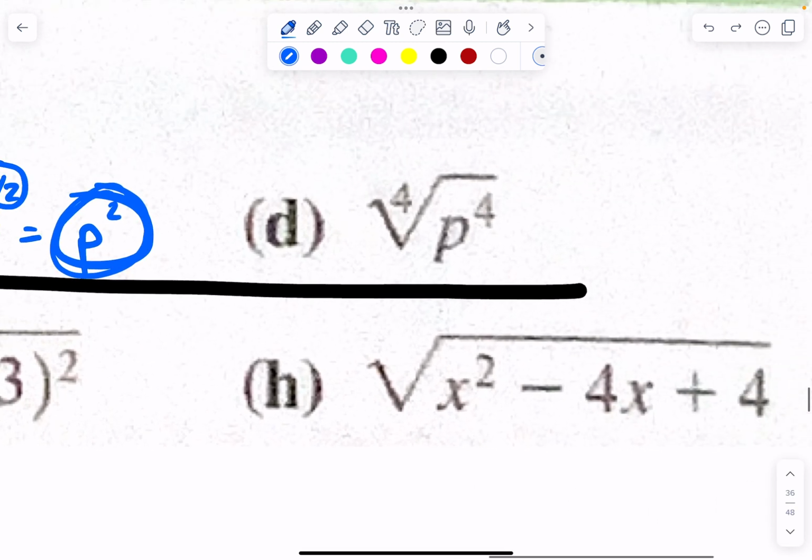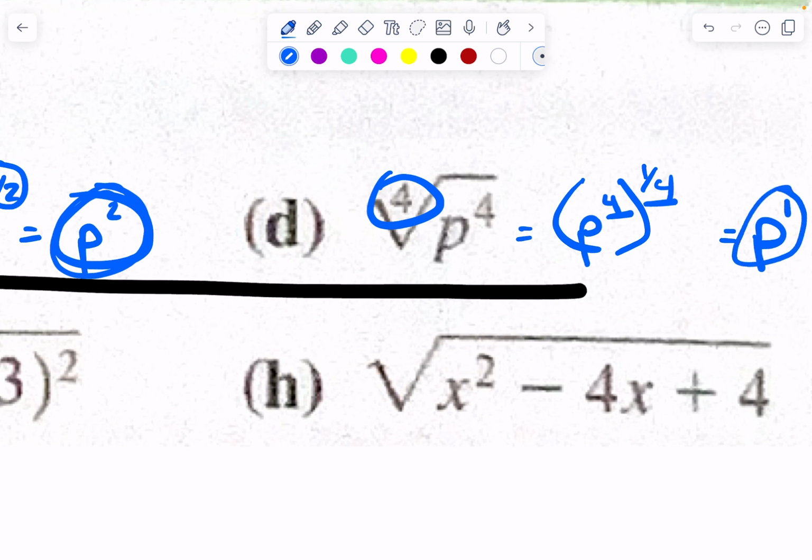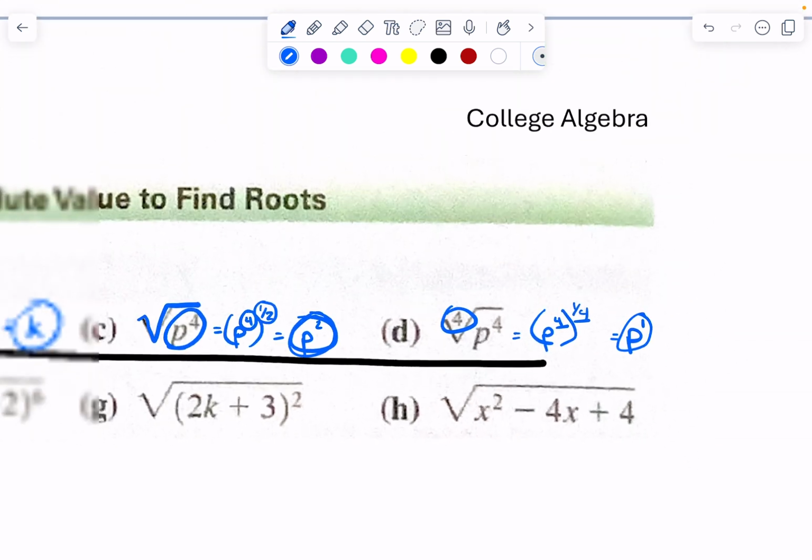And then D, what do you take times itself 4 times to get p to the 4th power? That should just be p, right? Another way of thinking about that is p to the 4th, this root is to the 1/4 power, and 4 times 1/4 is just 1. So it's p to the 1st power, or just p. Okay, that's kind of how that works out.